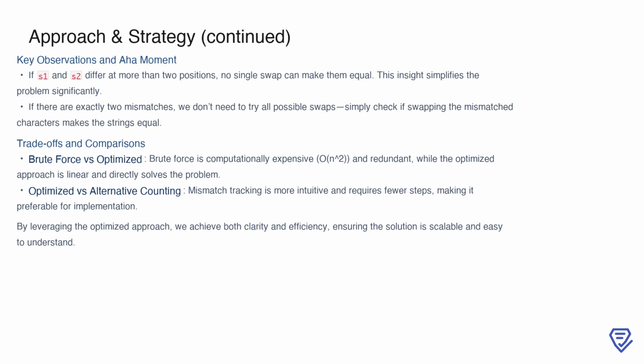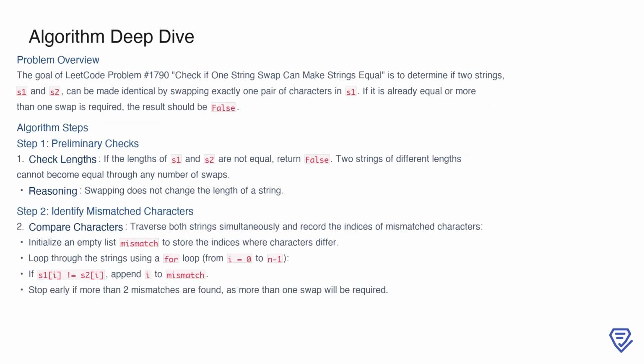this problem. This problem challenges us to determine if 2 strings, S1 and S2, can become identical with exactly 1 swap of characters in S1. The key here is that the swap must involve exactly 1 pair of characters, which means strings that are already equal, or those requiring more than 1 swap, are not valid cases.